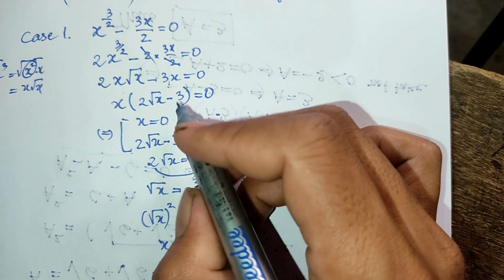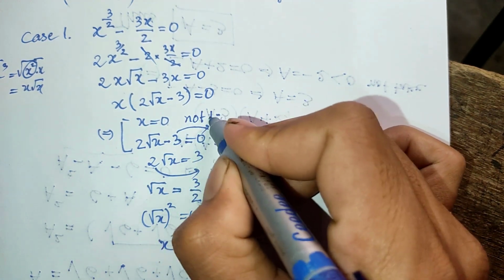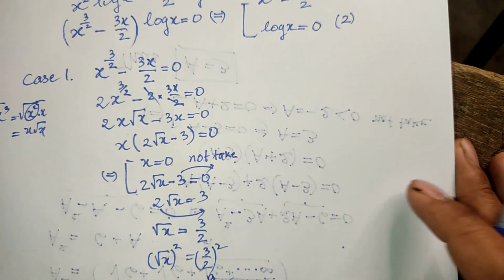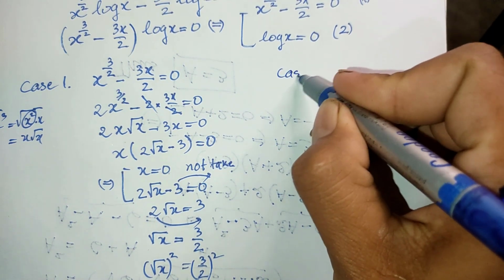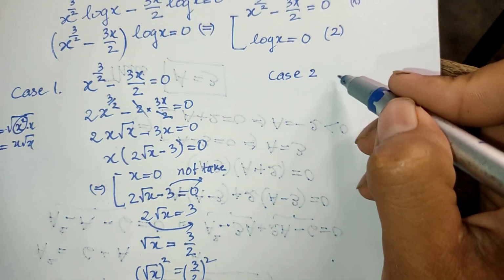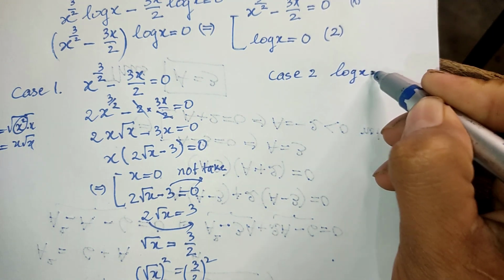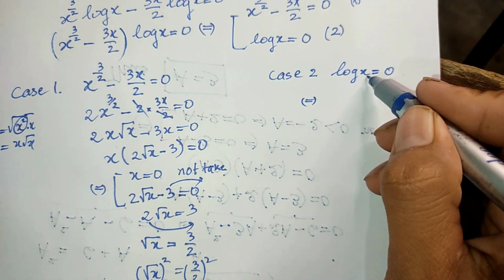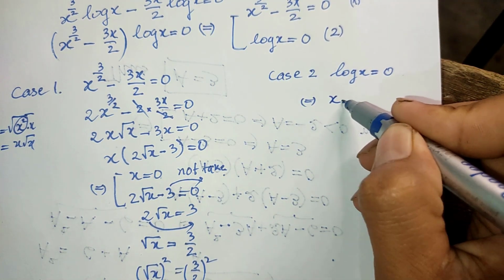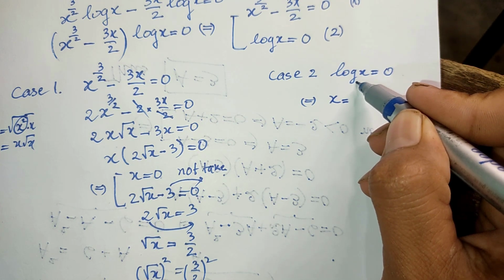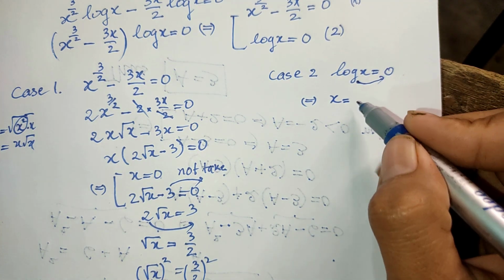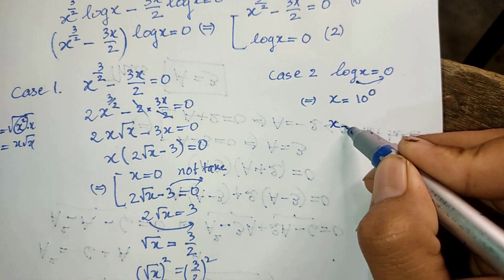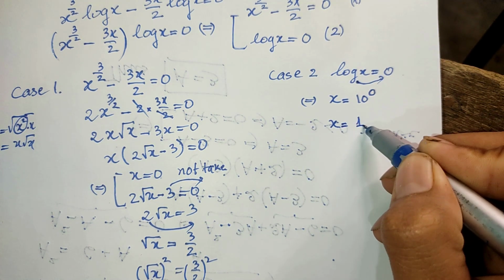We know this h equals 0 condition we do not take, and we take the other one. And now we use case 2: log of h equals 0, and now we can write h is equal to base 10. Okay, we get 10 power 0, and h equal to 10 power 0 is equal to 1.